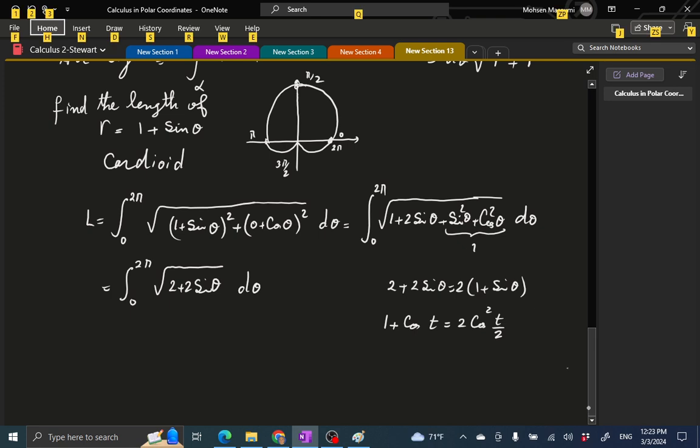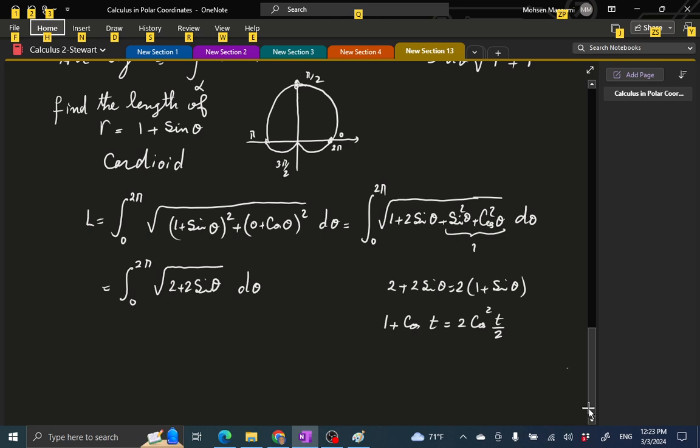Why do I pick on this particular identity? Because my obstacle is this square root. If I had cosine instead of sine, I could use this identity and it would come out of the radical. I'll be home free essentially. So how can I change my sine to a cosine? How can I legitimately do this?